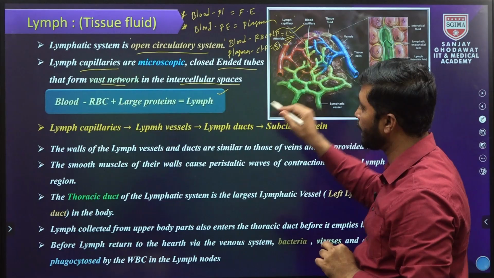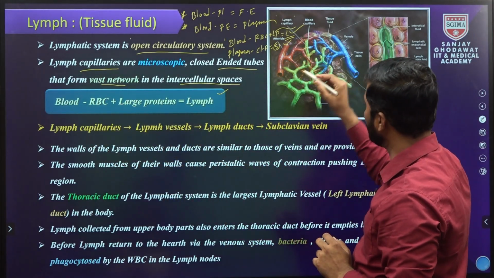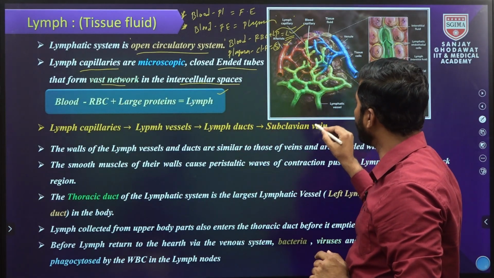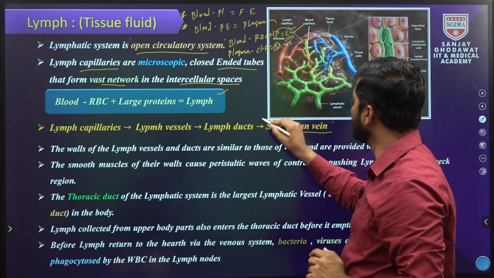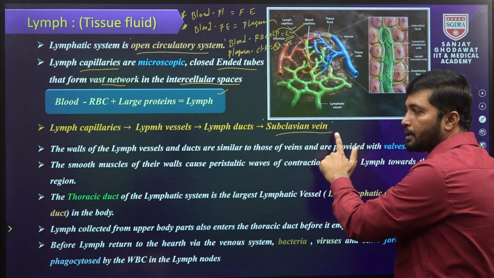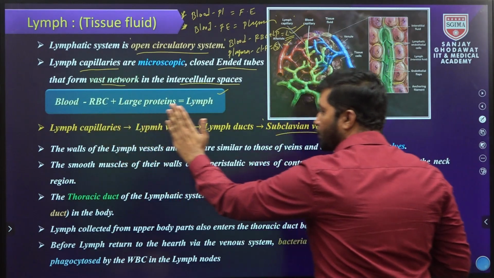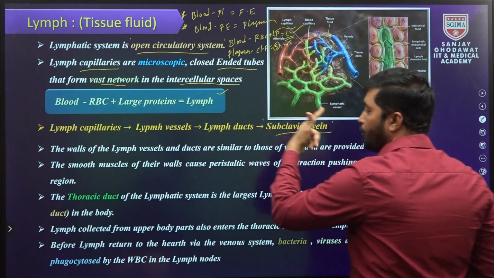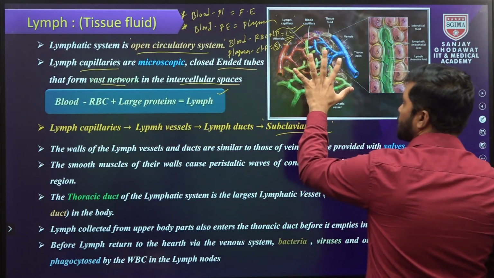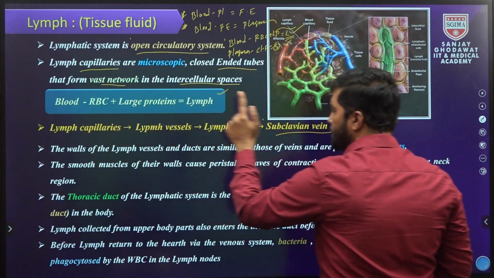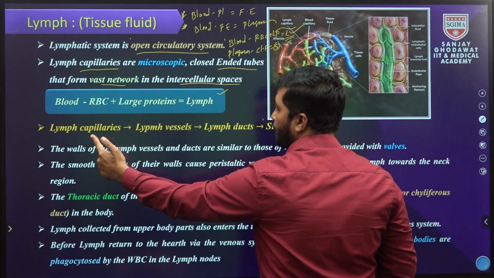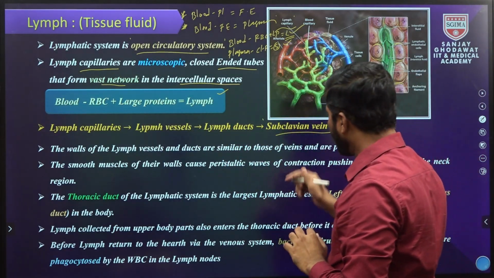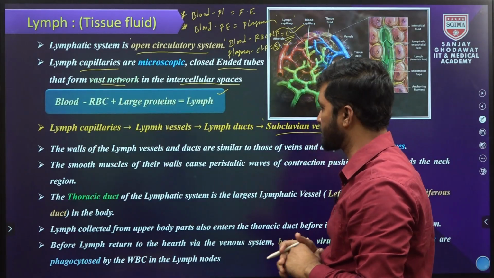the lymph capillaries, then moves towards vessels, then ducts, and finally opens into the venous system through the subclavian vein. That is the flow of lymph from the body tissues towards the venous system, by the capillaries, vessels, ducts and the subclavian vein.